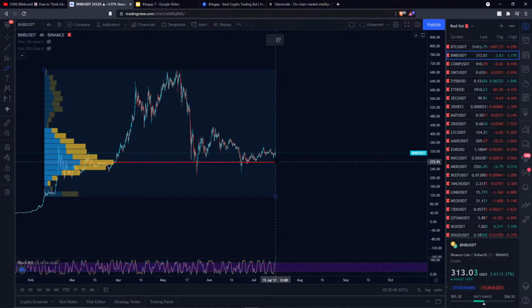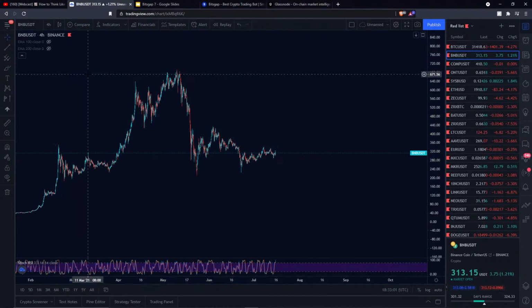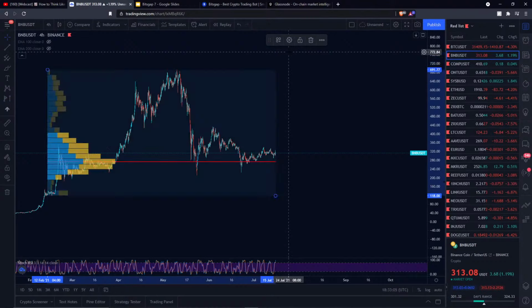But you cannot rely on just one indicator, even though I prefer volume profile and the analysis of support and resistance lines over some other indicators. But it's always good to have a combination of indicators. Like, let's say you have the volume profile.